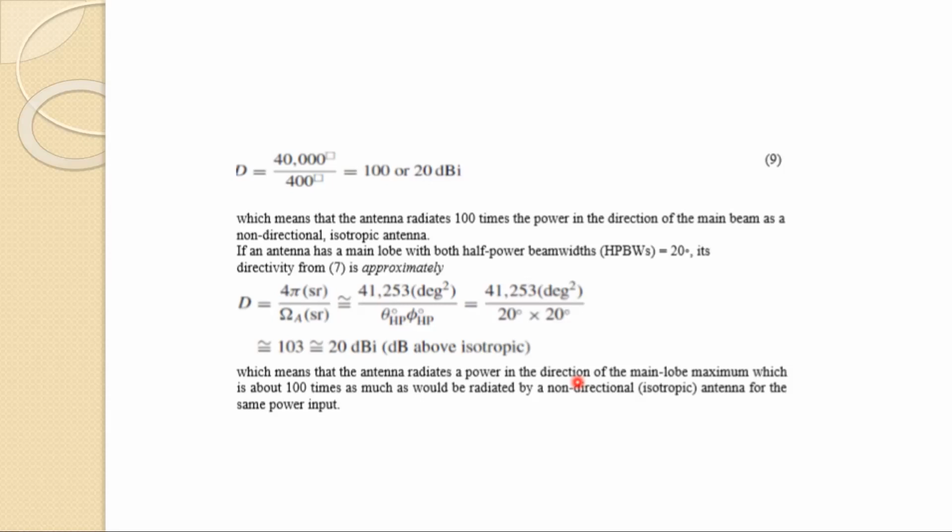The antenna radiates power in the direction of main lobe maximum, which is about whatever answer you get in the directivity problem. Suppose D equal to 10, 20, like that. Therefore, that n times as much would be radiated by a non-directional isotropic antenna for the same power input. Very, very popular statement for your interviews and for your competitive examinations.